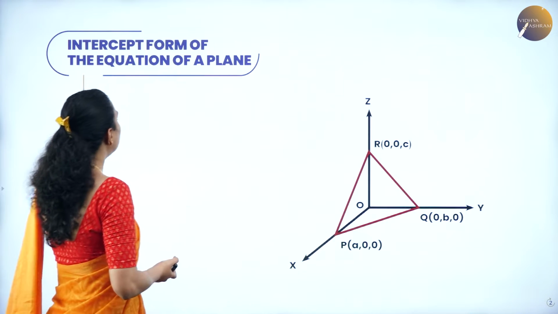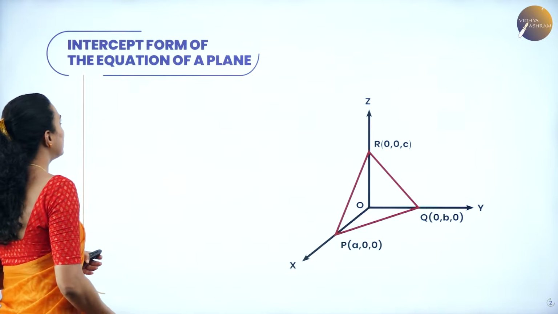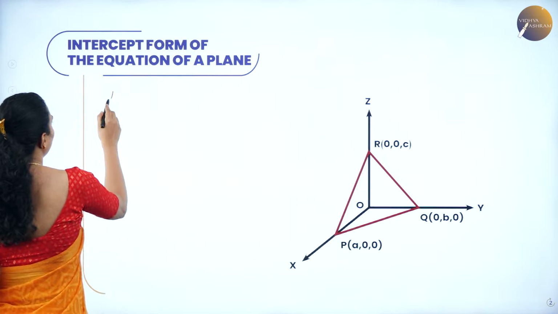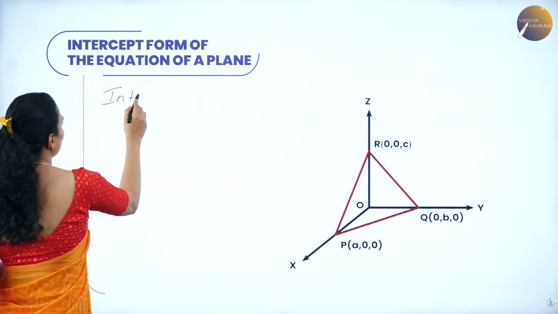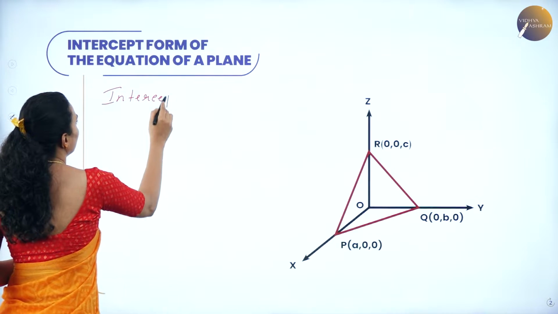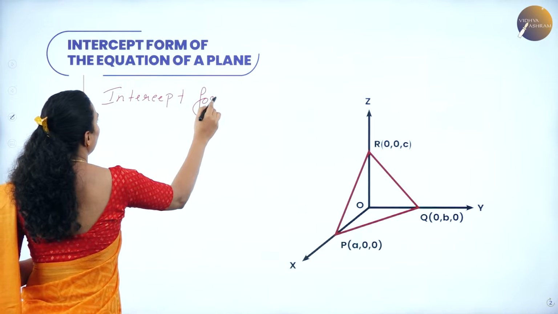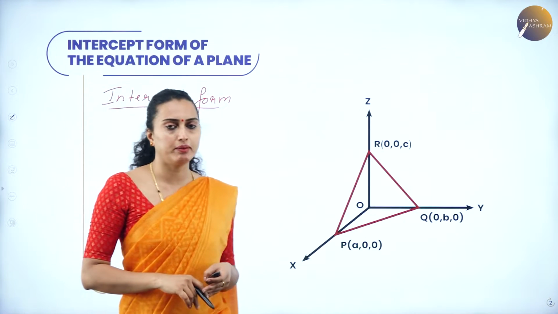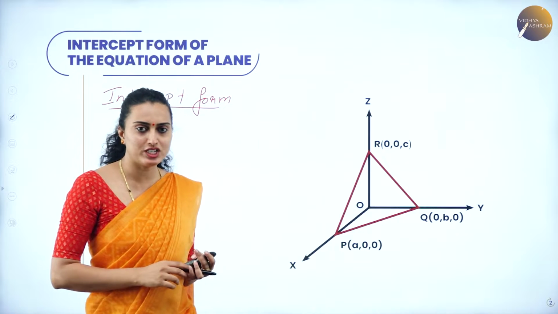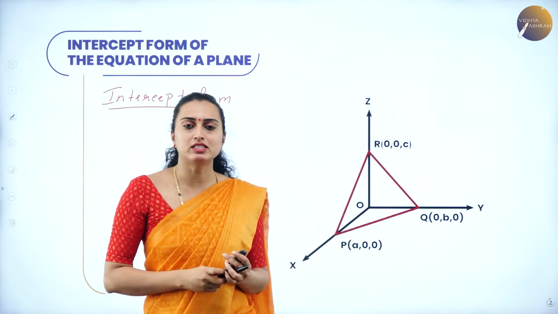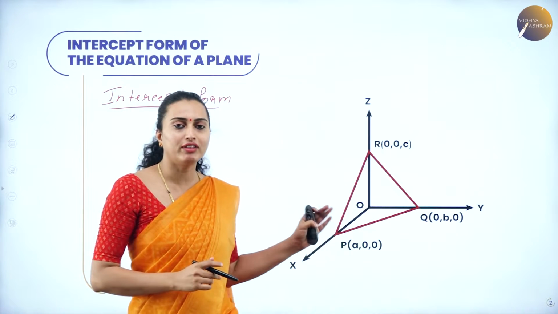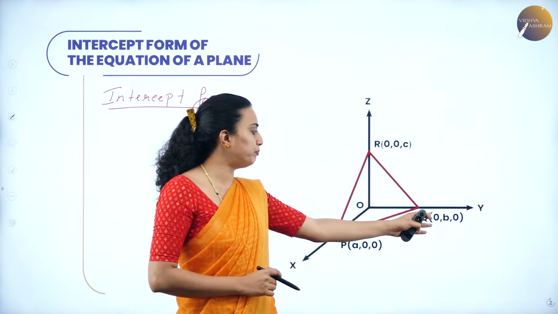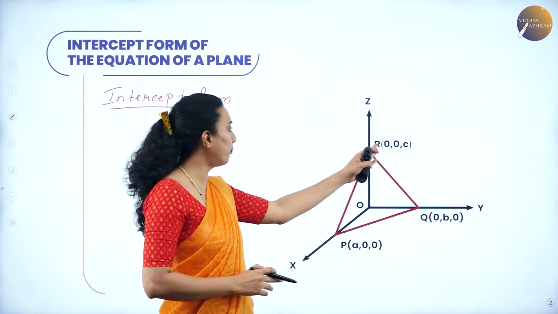Here we are having the equation of a plane in the intercept form. So, intercept form we are going to learn in today's session. Now here I am going to take according to the diagram. The diagram is very important, and here I have taken 3 points passing through the axes: on the x-axis a point A, on the y-axis a point B, and on the z-axis a point C.